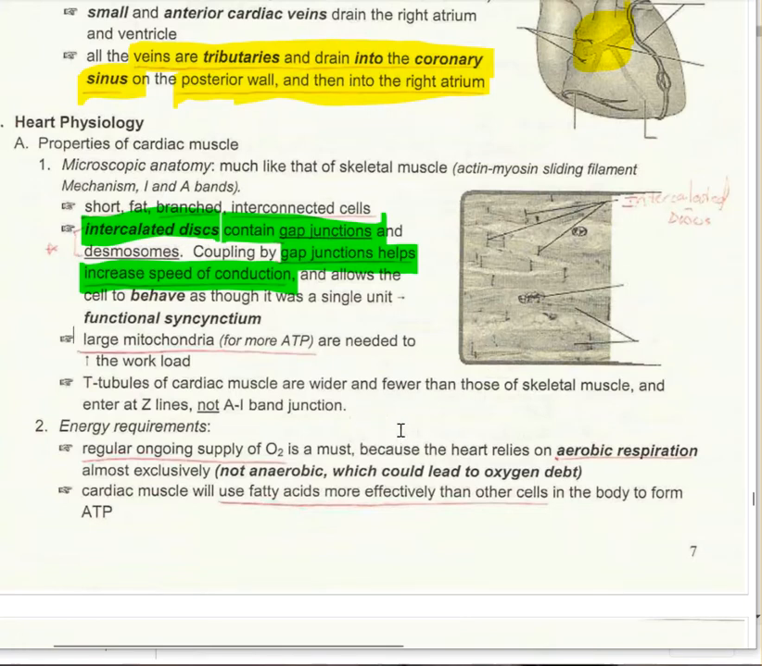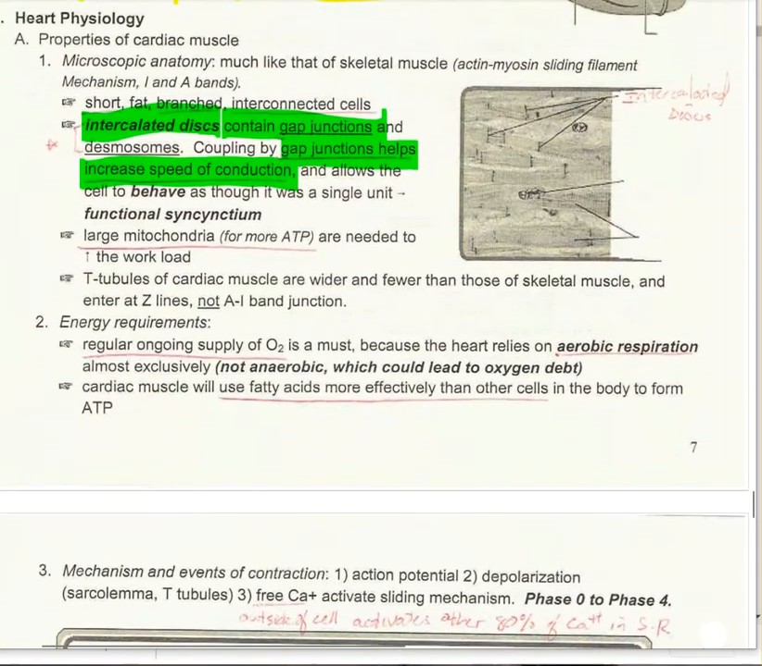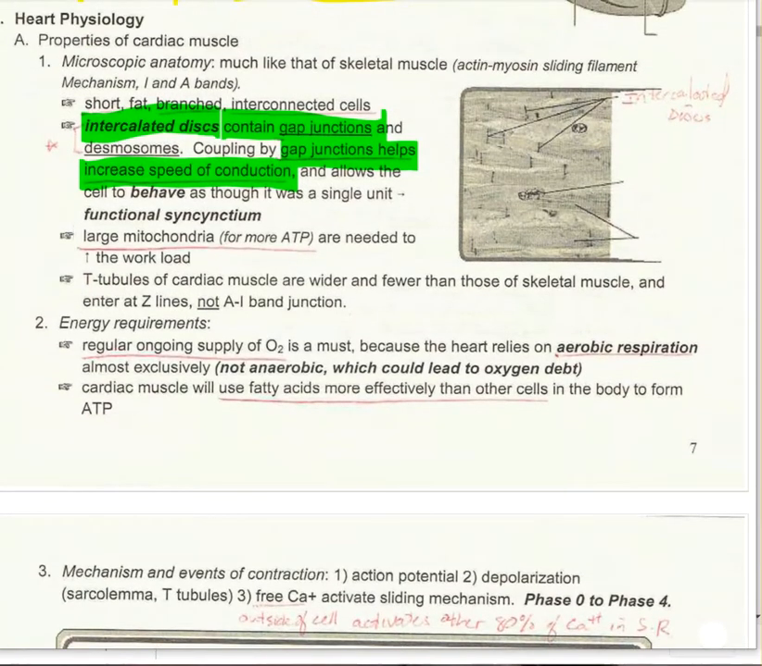The other thing is there are very large mitochondria. There's more ATP available that's needed because your heart is working 24 hours a day. So that's important. And there are a couple of structural differences. The T-tubules are a little different, things like that. We're not going to focus on that too much. We're going to talk about some other physiological things that are different about the heart, but right now I'm not too worried about that.